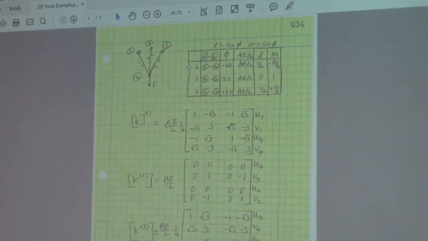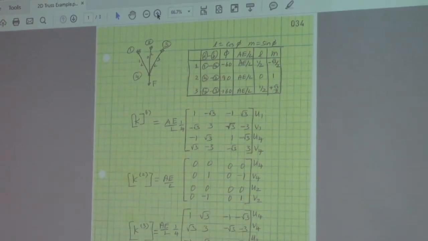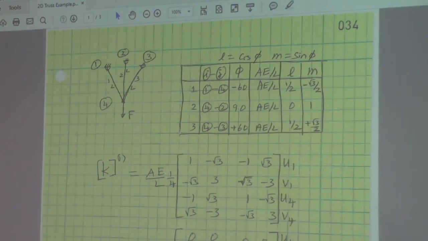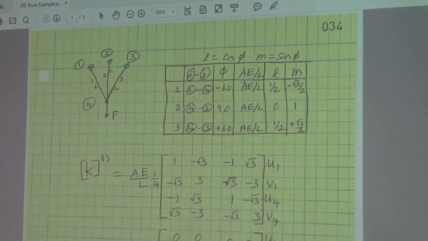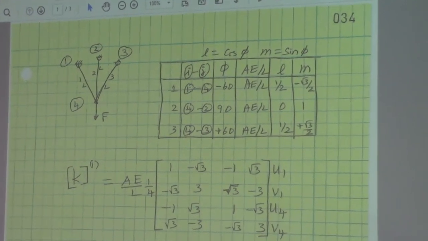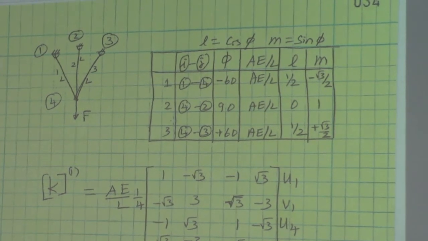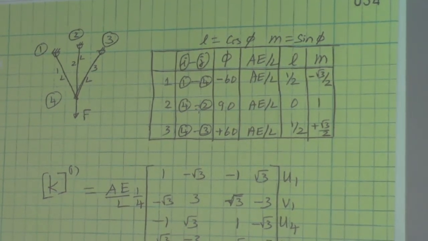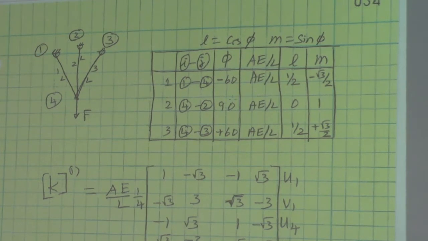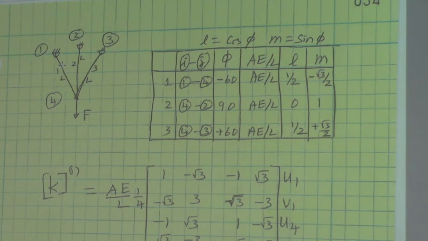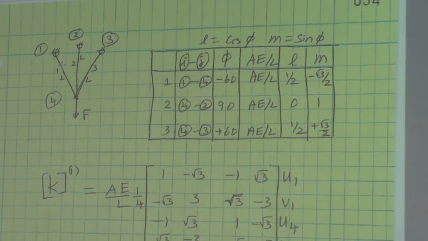So first, for each element, are you able to see or do you want me to enlarge? Good? Yeah. For each of the three elements, you have to choose the first node and second node. It's arbitrary. So for element 1, I chose 1 as the first node, 4 as the second node. For element 2, I chose 4 as the first node, 2 as the second node, and for element 3, 4 and 3. And that decides the angle phi for each element. For element 1, it is negative 60 degrees. You can see I didn't give the angle. The angle has to be 30 degrees each. I should have told you. This is 30.